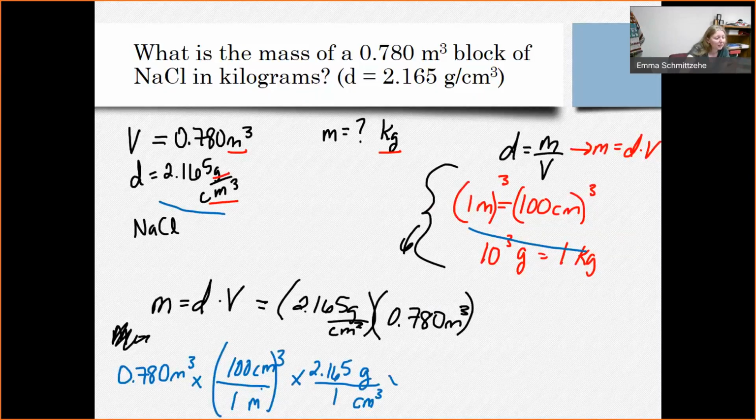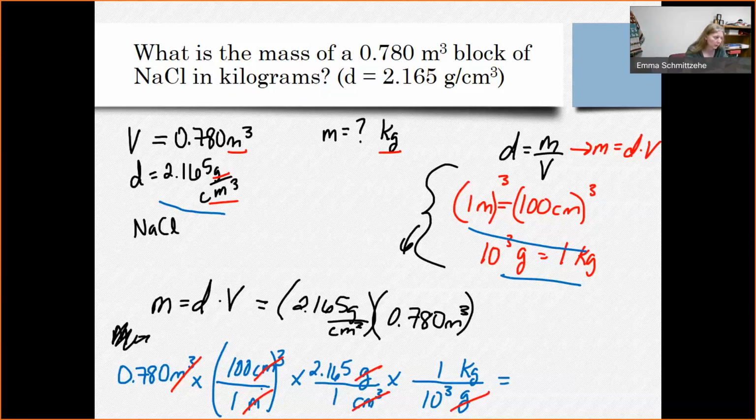Okay? And then I can convert grams to kilograms by using that conversion. 1 kilogram is 10 to the third grams. Okay, and so that should go through and cancel my meters cubed, my centimeters cubed, grams, and give me kilograms, which is what was asked for. Okay, so always make sure you're paying attention to not only that we're asking for a mass, but also what unit is it asked for in, because sometimes that's specified.